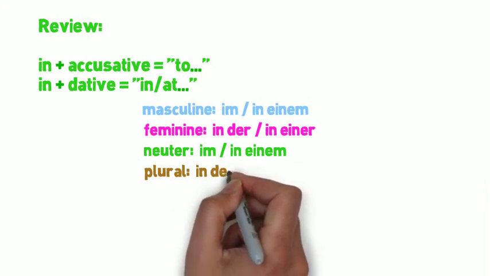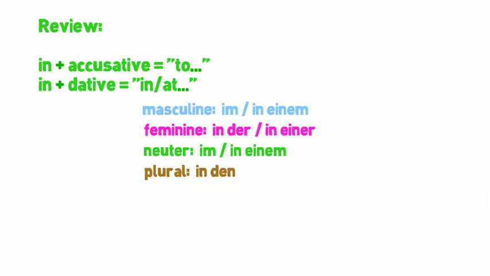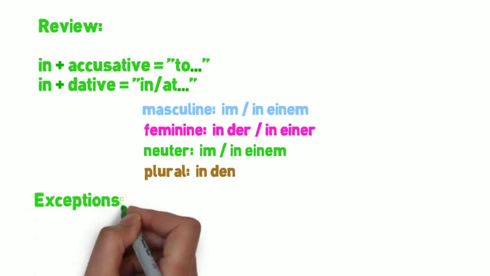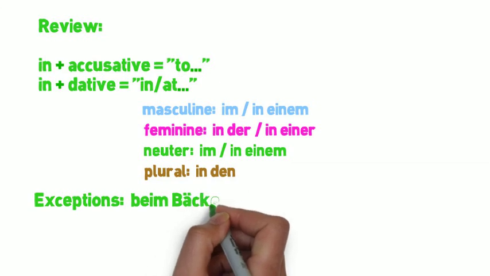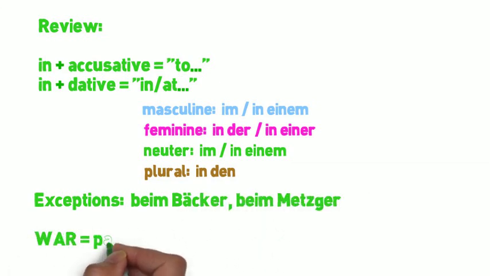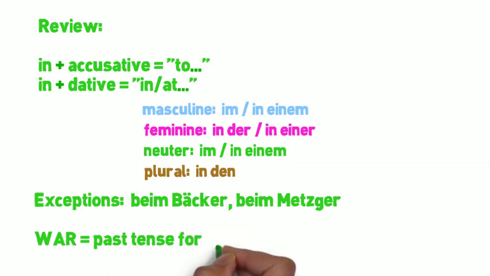Now, you can use in with a lot of locations, but not when that location is a person, like the baker or butcher or a friend's house. Instead, say beim Bäcker or beim Metzger. Or if it's a friend, bei Susi, bei Sandra. Finally, war is the past tense form of sein, equivalent to the English word was, and you will often use this with the dative case to say where someone was.